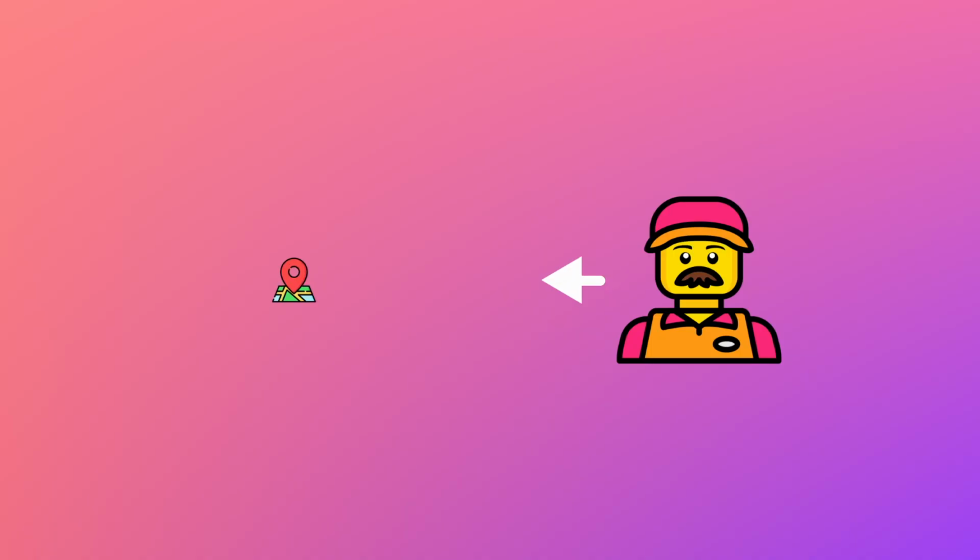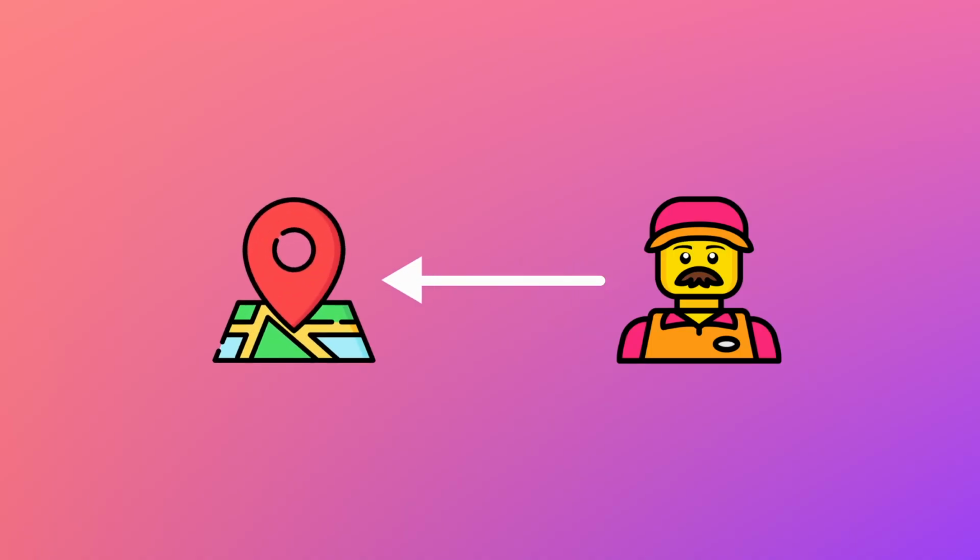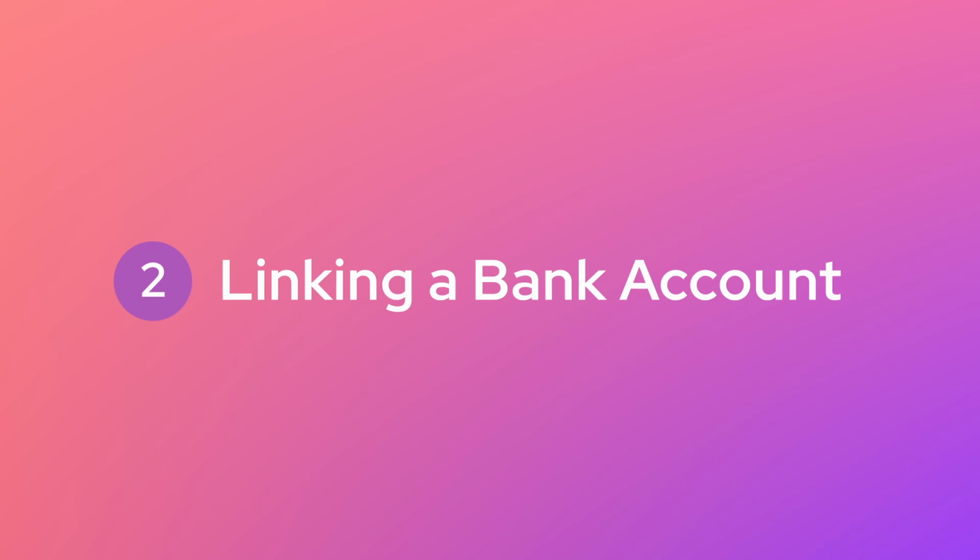Now, in order for us to know where to put this, we need to know where your vault is located. Just like a courier service needs an address to know where to deliver a package, we would need the details of your bank account to make a deposit. So this is where our second essential piece of knowledge comes in, how to link a bank account.